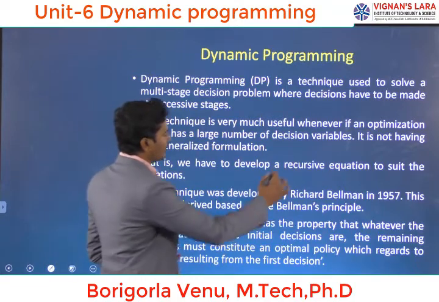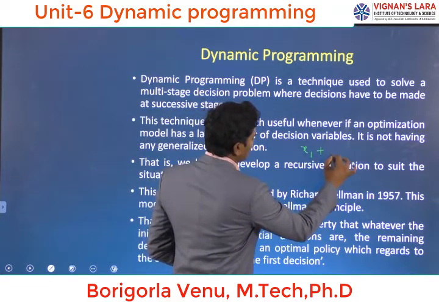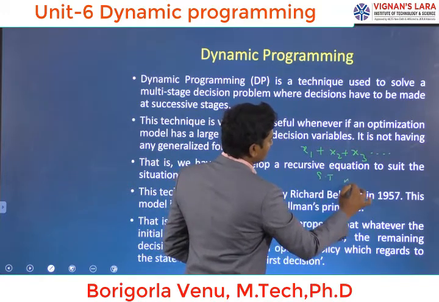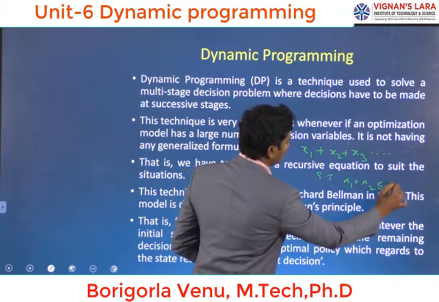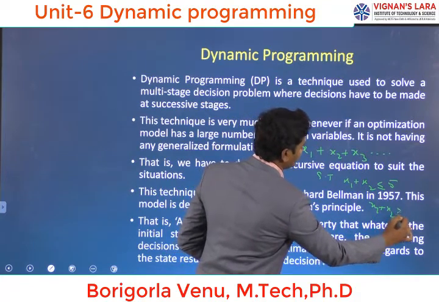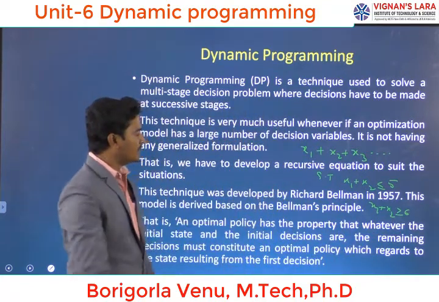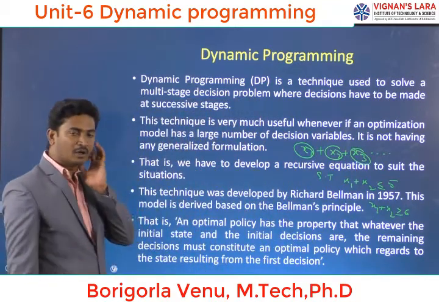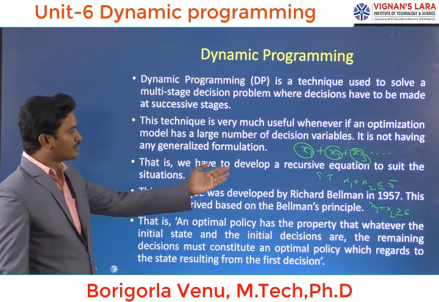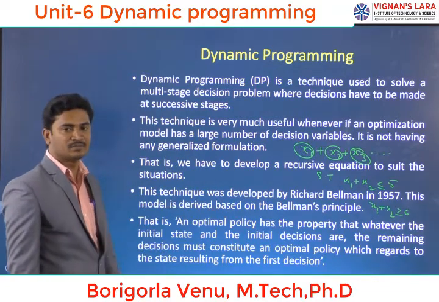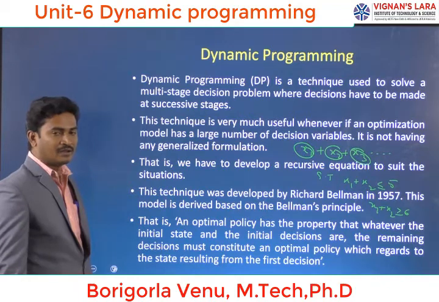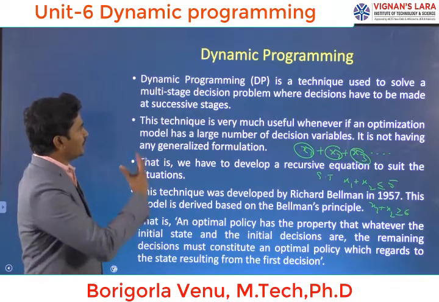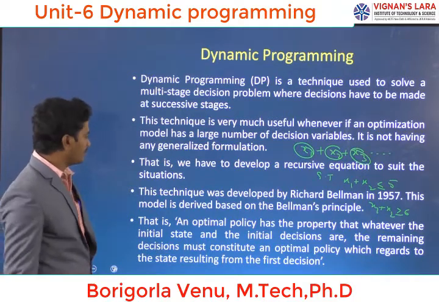For example, if we have the objective function x1, x2, x3 and so on, and constraints x1, x2 less than or equal to 5, x1, x2 greater than or equal to 6, like that. Here the decision variables are x1, x2, x3. When we optimize the problem, if we have difficulty solving these decision variables by normal methods like the linear programming method, simplex method, graphical method, at that time we use dynamic programming to solve the problems.